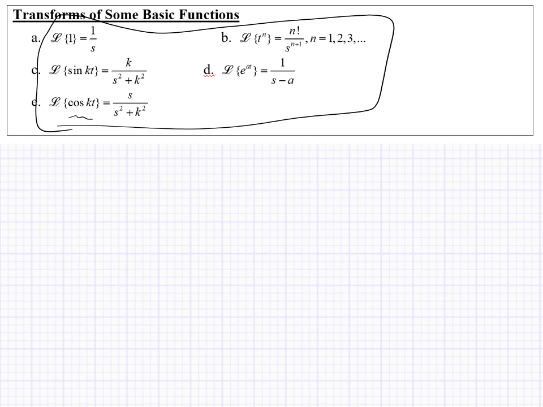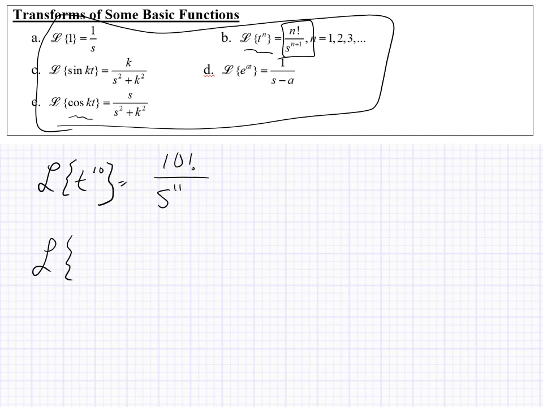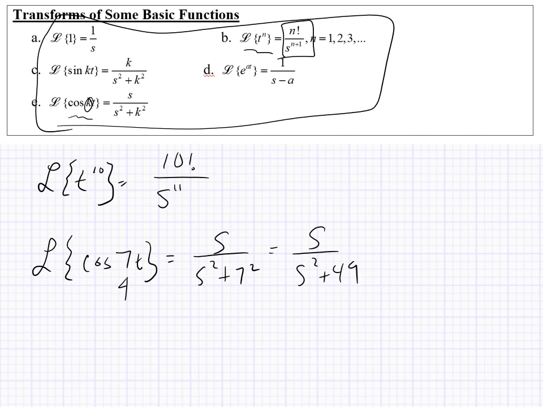So like I said, if I asked what's the Laplace transform of t to the 10th, knowing that t to the n is done this way, this should just be 10 factorial over s to the 11th. Or if I want the Laplace transform of cosine of 7t, it should be s over s squared plus 7 squared, 7 being the k here, so that would be s over s squared plus 49. This makes doing the Laplace transform for these basic functions go a lot faster, which is what we're going to need when we use this to solve some of our differential equations.